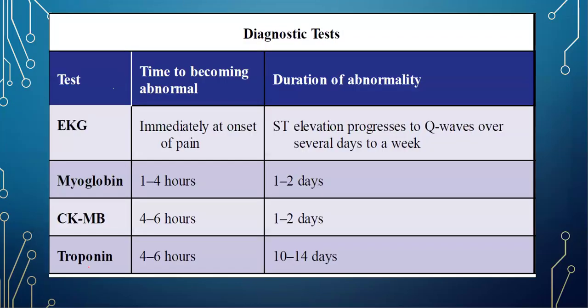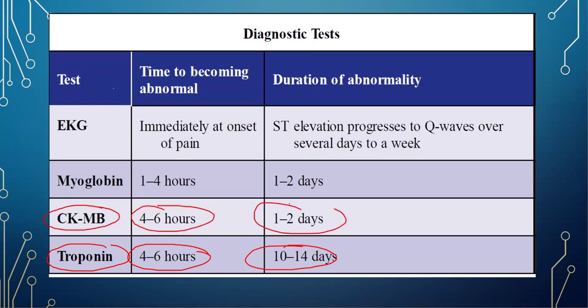Now if you look over here, troponin takes at least 4 to 6 hours to become abnormal after having a chest pain. So someone having a chest pain right now, if you check the troponin now, it might not be elevated straight away. It can take at least 4 to 6 hours to get elevated, and it can persist for at least 10 to 14 days. Okay. How about CKMB? CKMB also gets elevated by 4 to 6 hours, but it will only last for 1 to 2 days in the blood.